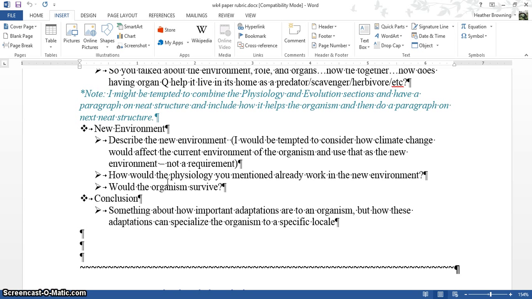So then I go into the conclusion. Remember, you have to have that conclusion heading. And I would say something about how important adaptations are to an organism, but how these adaptations can specialize the organism to a specific locale. So I've talked about all this stuff, and I've talked about a new location, right? So if your organism can do all the locations, you say, dude, organism adaptations are amazing.